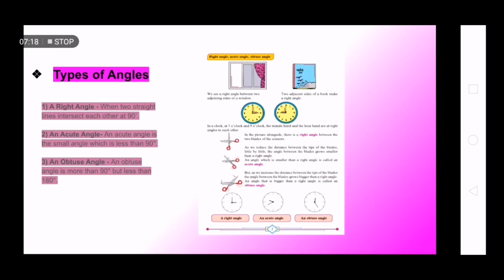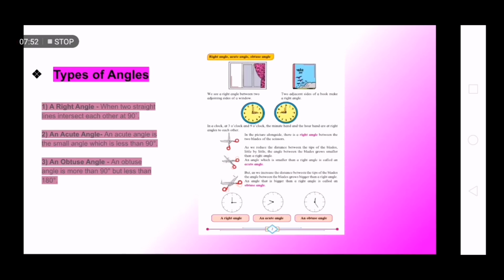See, we have an example of how the angles are made on the scissors also. So you don't touch your scissors, you can tell your parents to show you a right angle to make acute, obtuse angle. If you have any window, you can measure it, you can see whether it is a right angle or acute angle. I think everyone's will be a right angle only, mostly.